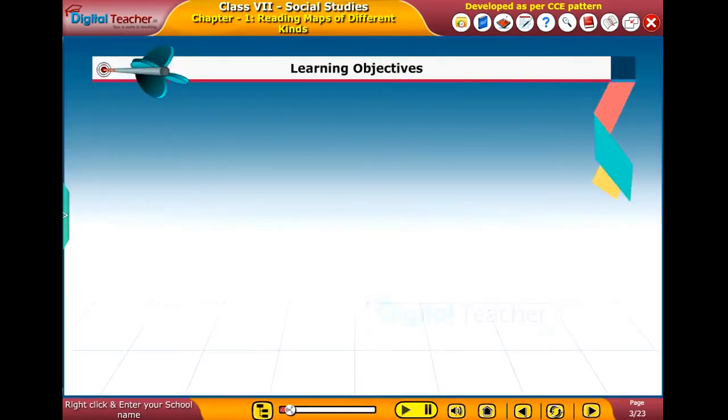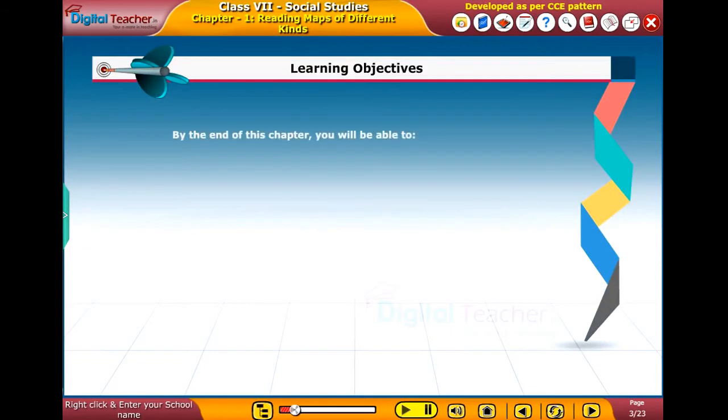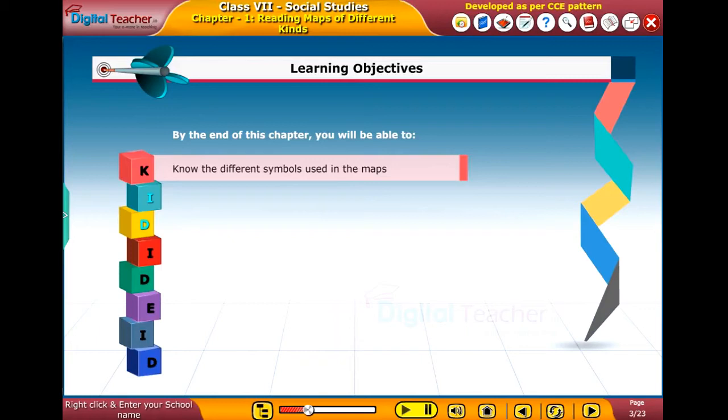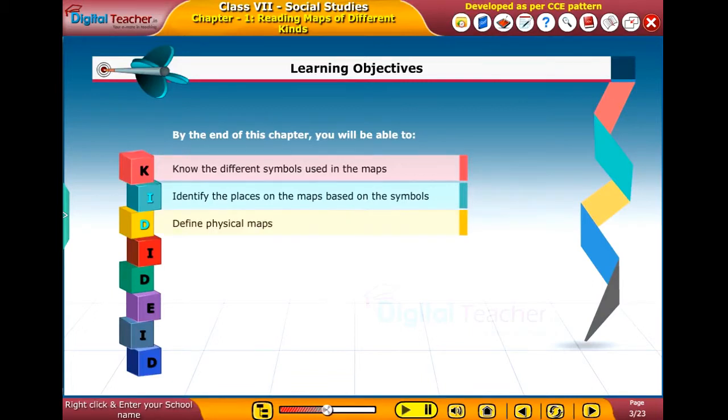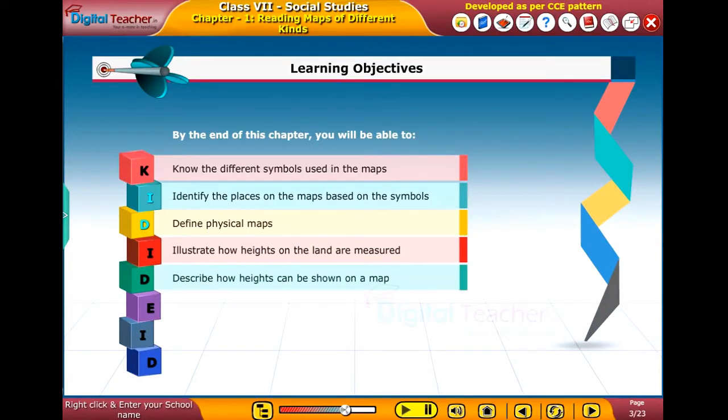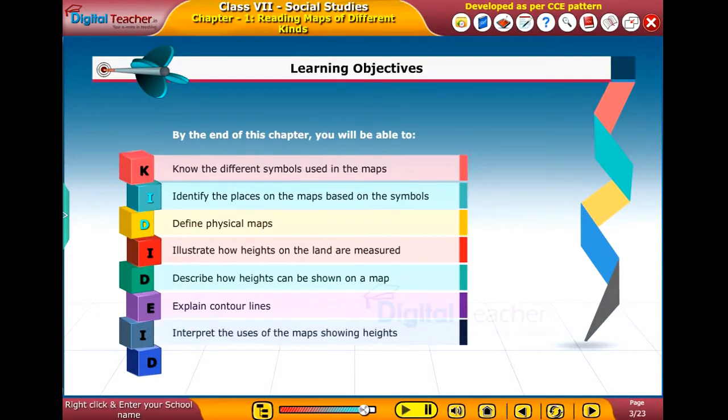Learning objectives. By the end of this chapter, you will be able to know the different symbols used in the maps. Identify the places on the maps based on the symbols. Define physical maps. Illustrate how heights on the land are measured. Describe how heights can be shown on a map. Explain contour lines. Interpret the uses of the maps showing heights. Define the mean sea level.